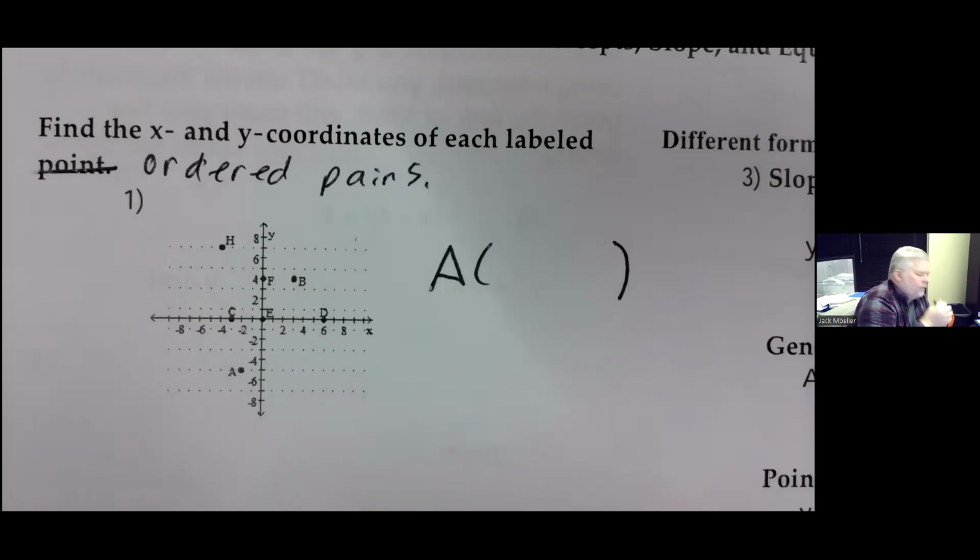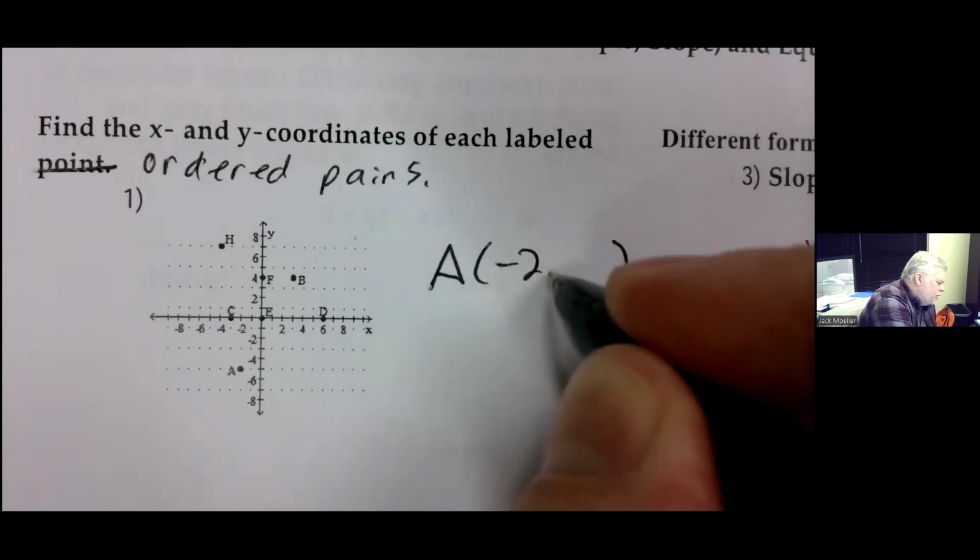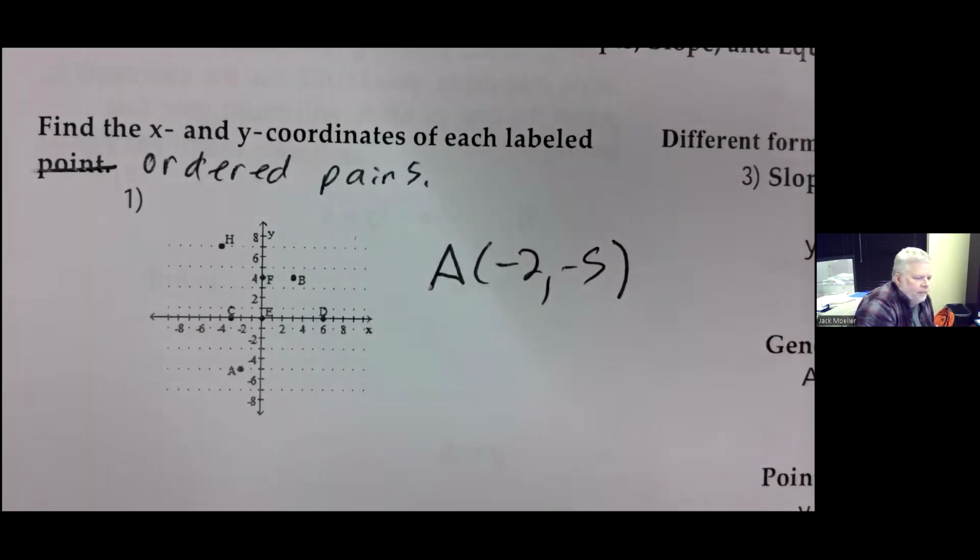So if you see anything about quadrants as you go through the homework, that's what they're referring to. Like I said, that's more of a trig thing. All right, so let's see if we can label all these points. What is A? We went left 2 and then down 5. So A would be -2, comma, -5.